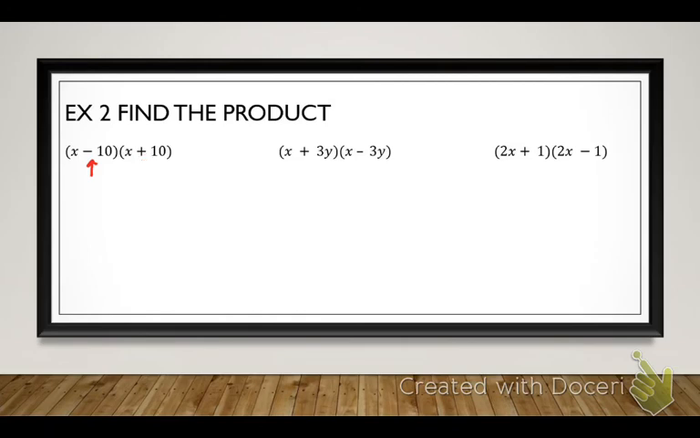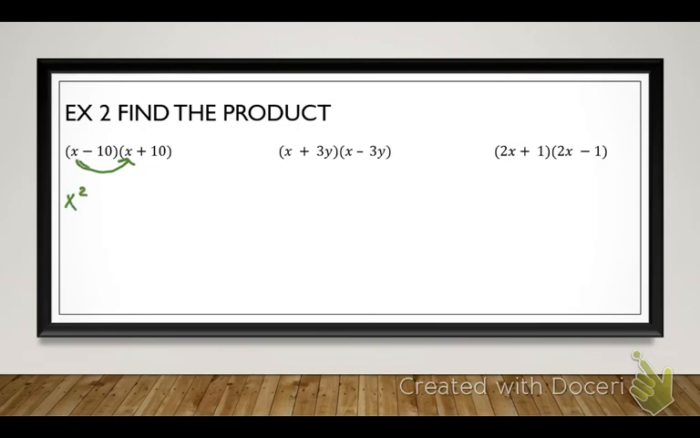I'm going to show you the long way first, the FOIL method. It's always good to practice FOIL anyway. So what happens when I do FOIL? Let's multiply our first terms together. What is x times x? X squared, right? X times x.